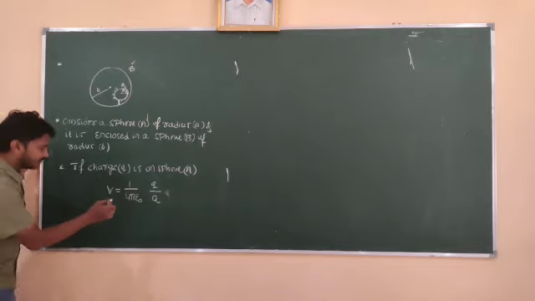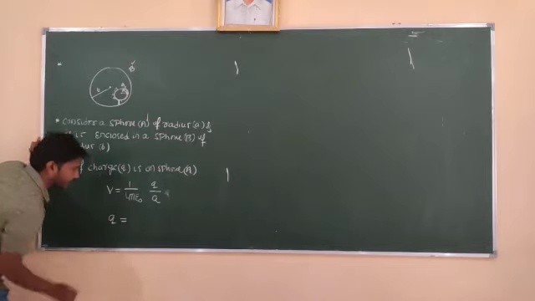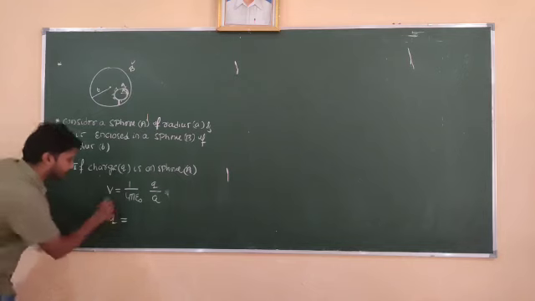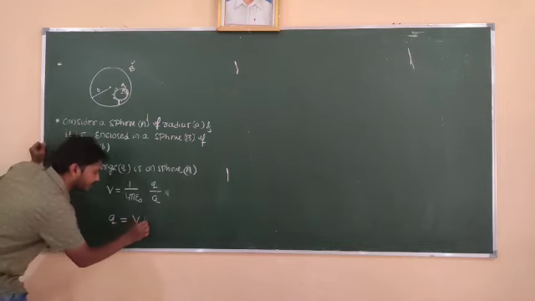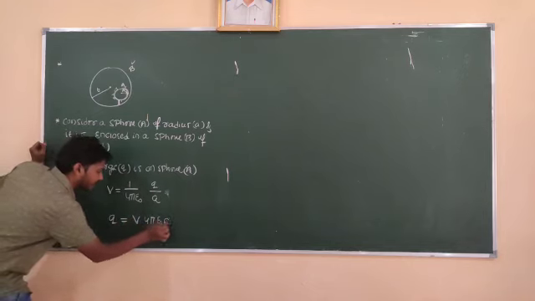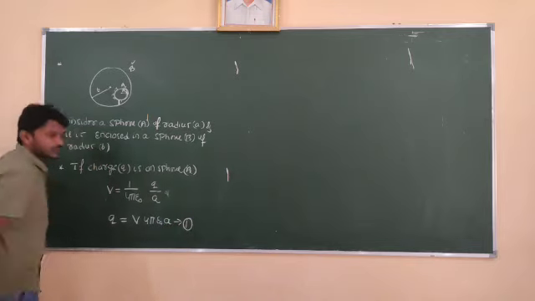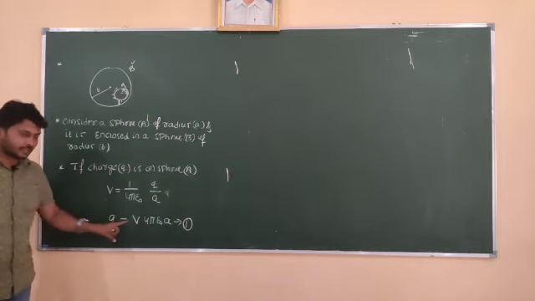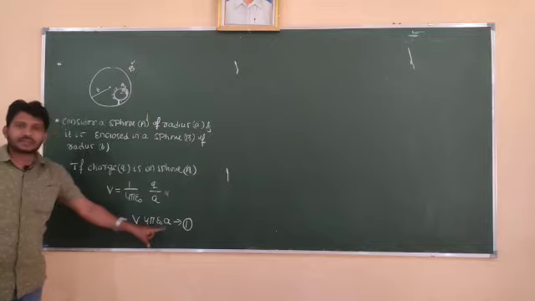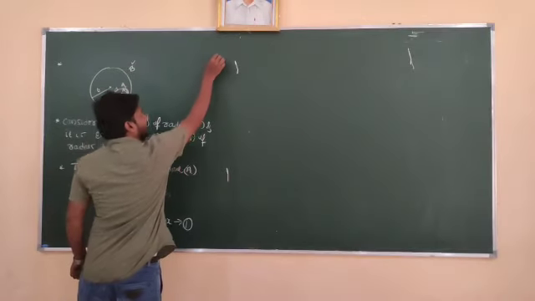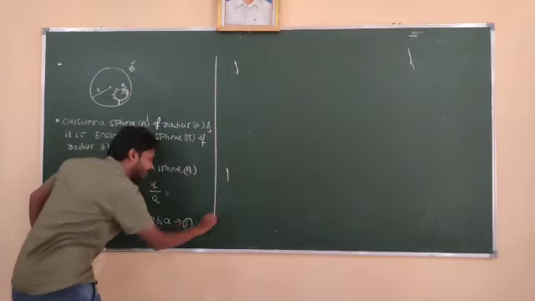Shall I rearrange this equation in another manner? So Q is equal to what? Q is equal to V into 4 pi epsilon naught into a. Q is equal to V into 4 pi epsilon naught into a. Now I will consider the next step.